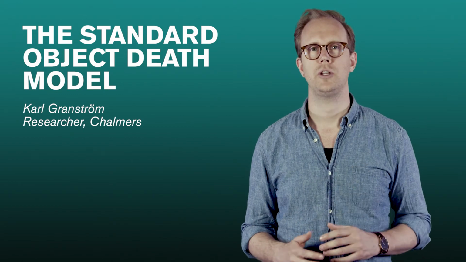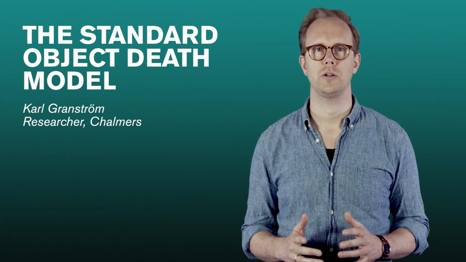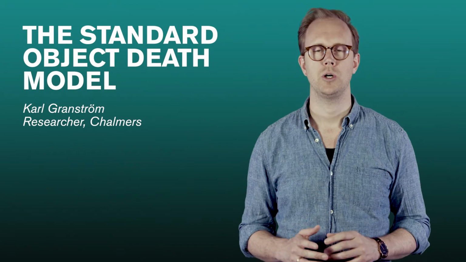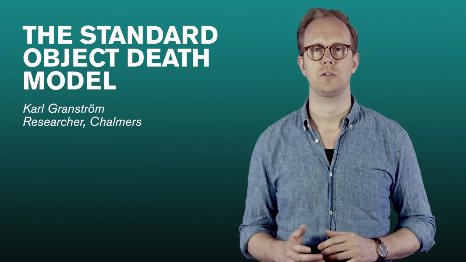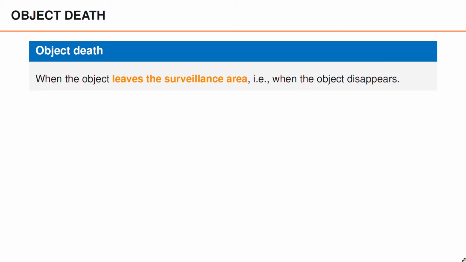Hello! In this video, we will have a look at the standard model for object death, which is modeled using a probability of object survival. As we mentioned earlier, in multiple object tracking, object death is when the object leaves the surveillance area. So in other words, when the object disappears.